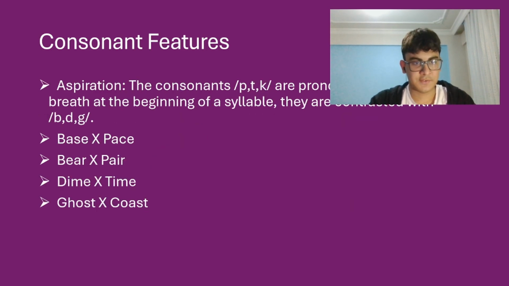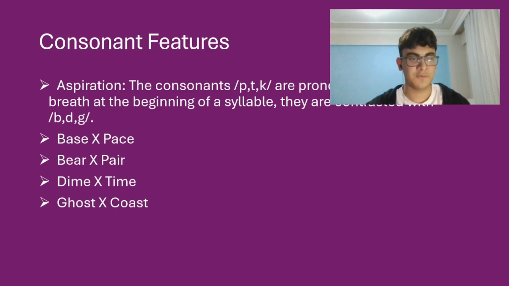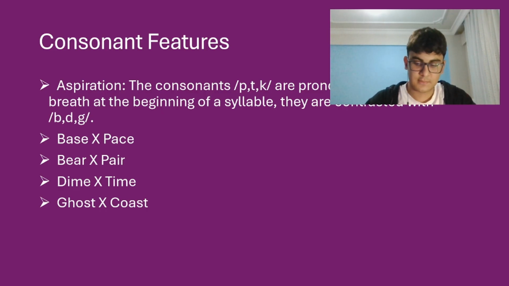We have some consonant features. First one is aspiration. The consonants P, T, and K are pronounced with an extra breath at the beginning of a syllable, and they are contrasted with the sounds B, D, and G. We push the P, T, and K sounds so that, for example, we have bass here and we have pace. As you can see, we don't push the B sound as much, but we push the P sound when we say pace. Another example is bear and pair, as you can hear the difference. Dime and time, ghost and coast.